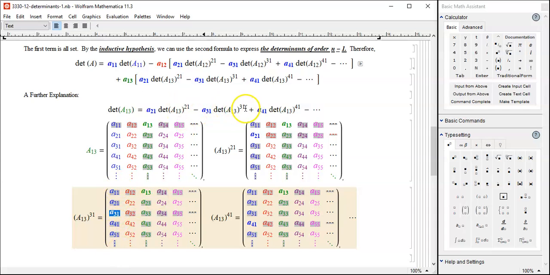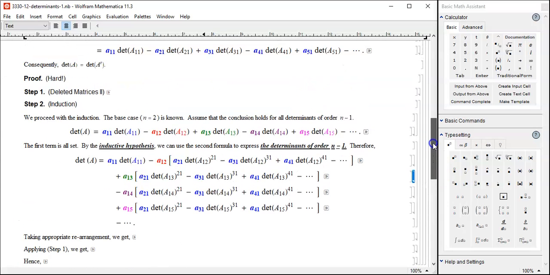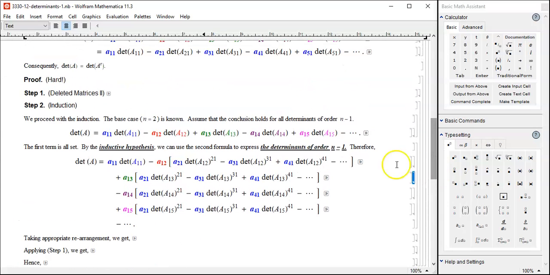these, and we're going to get that. And then the next one, A41, and then delete 4th first, and then this is what we get, and so on and so forth with plus minus, and so on. That is the same as the determinant of A13 using the inductive hypothesis following the column. Similar for this, similar for that, and so on.